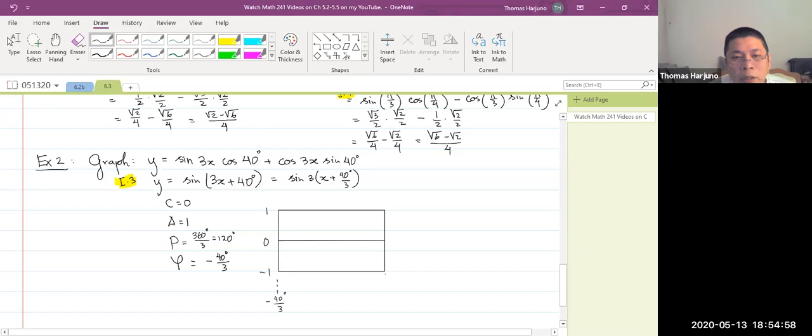So this will be 320 degrees over 3. Okay, and then add 280 divided by 2, that's 140 degrees over 3. And the graph is sine, so it looks like this here, here, here, here, here.